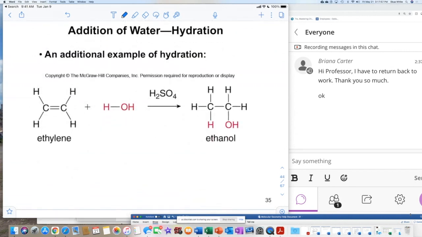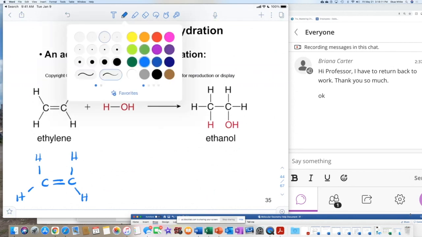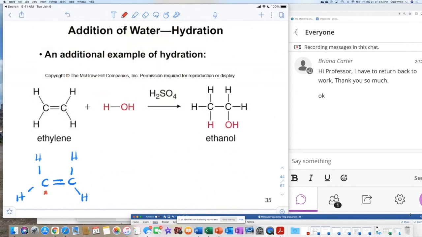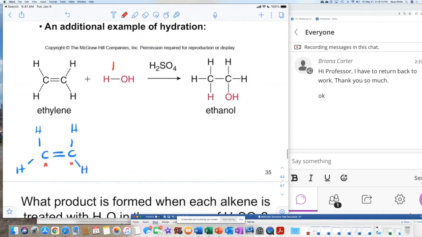Okay, so here they're showing you once again. I'm going to write this down here. The incoming group can only go here and here, right? So we have our water. This is H2O written in such a way that it makes more sense. This bond breaks, so you have a free H and an OH. I'm trying to keep it simple, right?